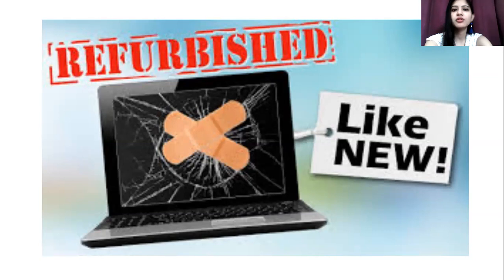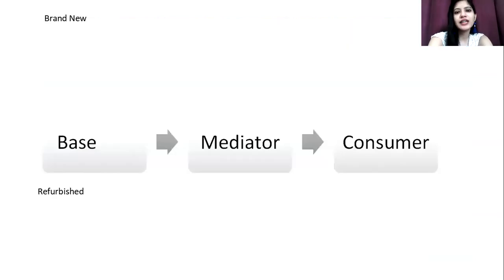Now, when we talk about the pathway, there is a common pathway followed: the base, the mediator, and the consumers. This is followed in every aspect. The base changes with every brand, in the brand new and the refurbished product. Now, what is the base? The base is the origin from where that product is brought into the market or to the user. That is the base.